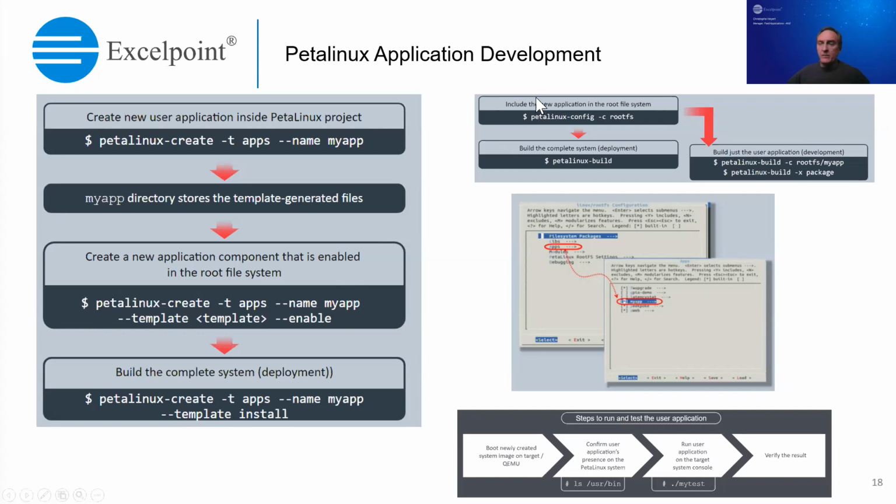In order to add the application to the root file system, it's when configuring the root file system using petalinux-config -c rootfs, you can go into its directory, and once you've created and added the app, you can enable it in here. Then once it's added to the root file system, you just perform a regular Petalinux build, and you should find your application in the user bin directory, and then you can just run it as shown here.